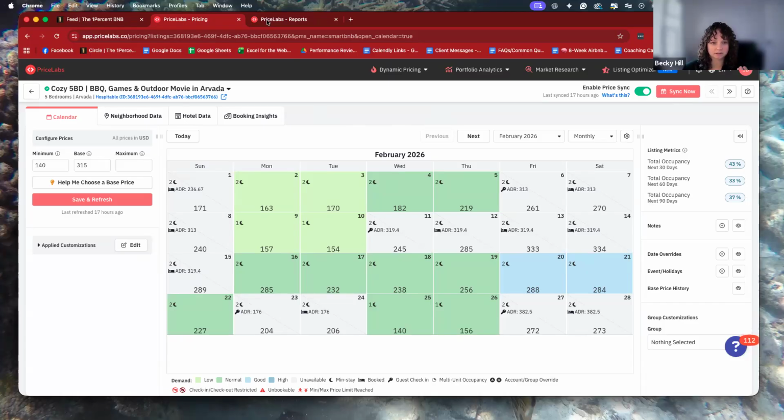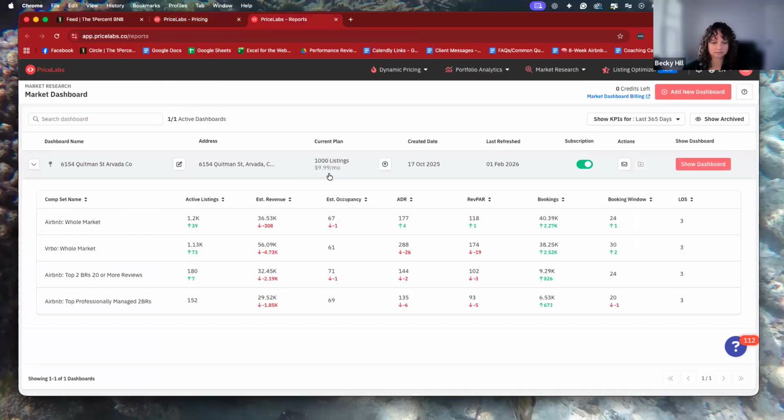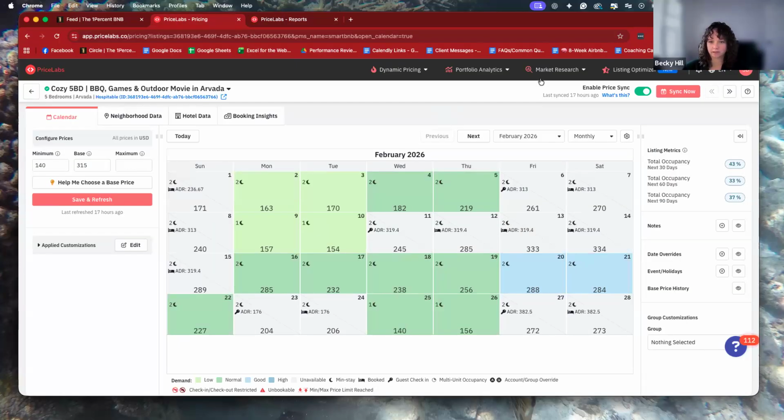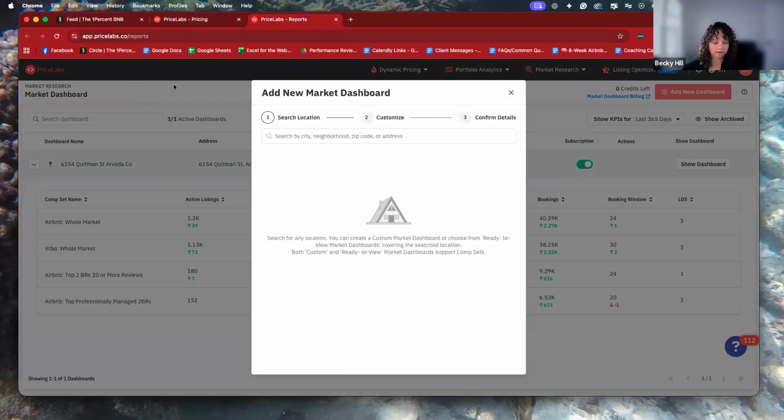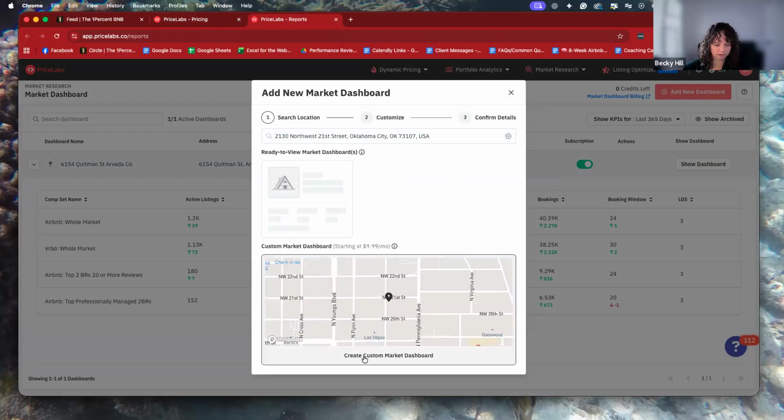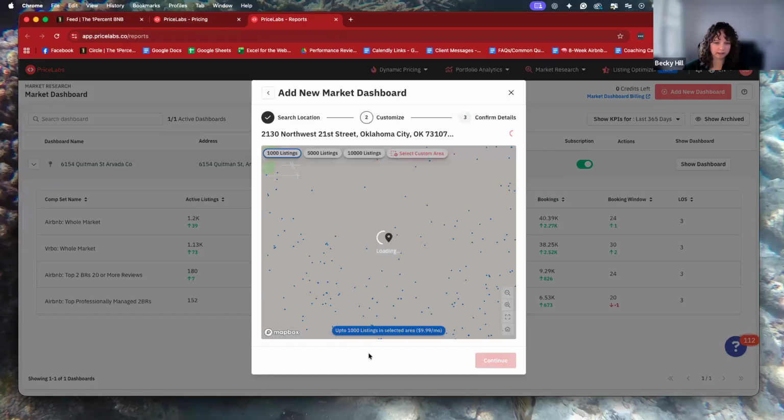Most people have Price Labs. It's only $10 a month to set up a market dashboard, and that's where you're going to build out your comp sets. So if you're in your main page, it's over Market Research, and then Market Dashboards. I was planning on setting this one up, but he's already got it. If you don't have one, you're just going to go to add a new market dashboard. You're going to put in the address. I'm not going to go all the way through this, just kind of showing. So new market dashboard, you're going to come down here to customize market dashboard.